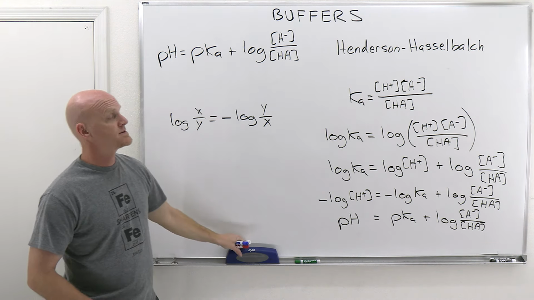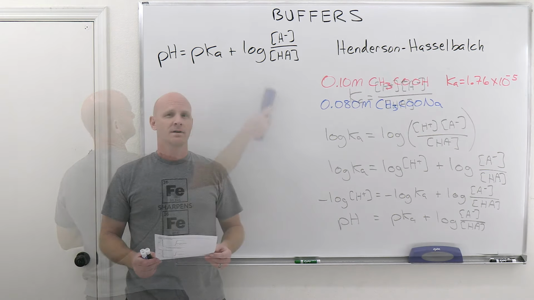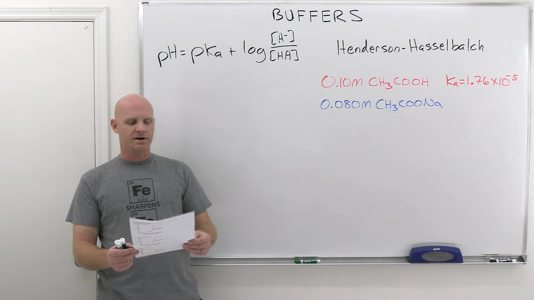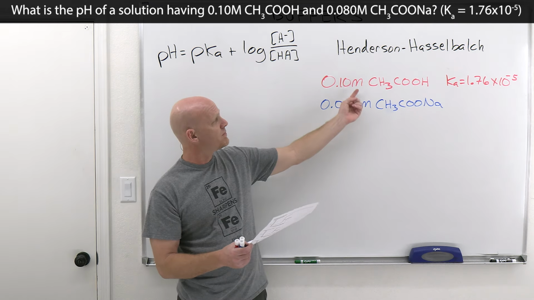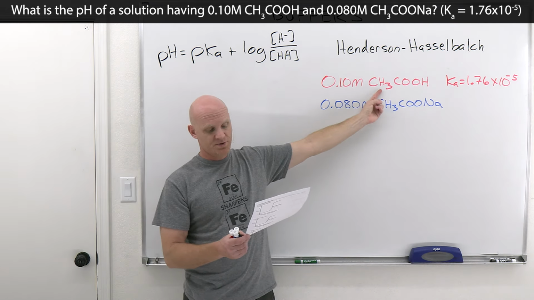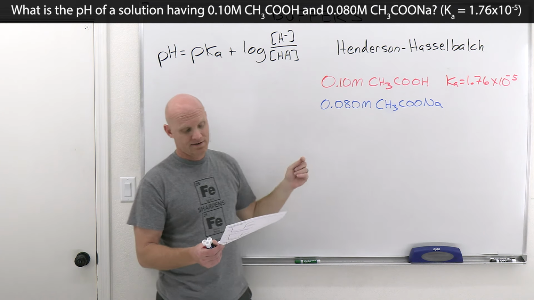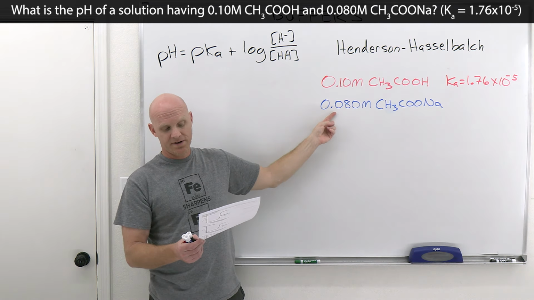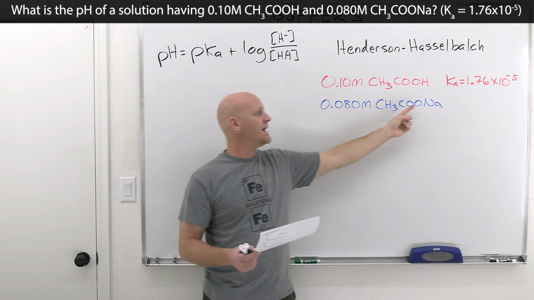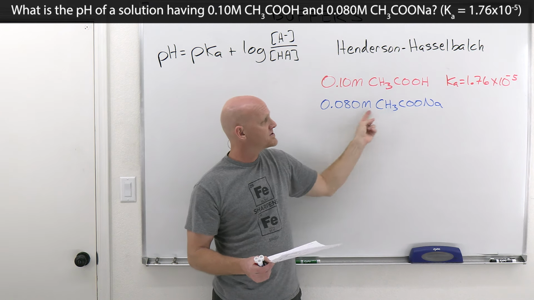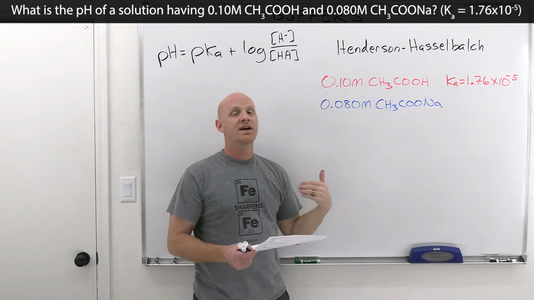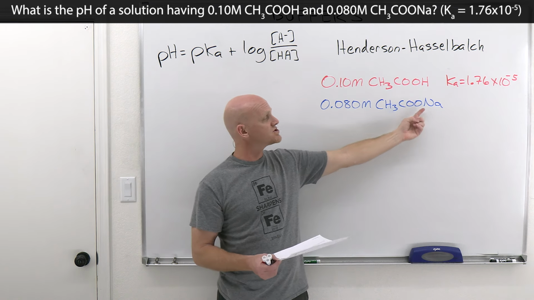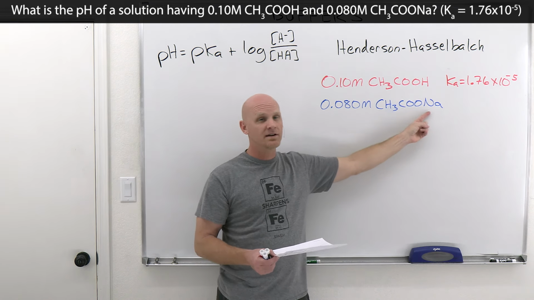All right, so let's do some buffer calculations here. The first buffer calculation we're going to do: what is the pH of a solution having 0.10 molar CH3COOH, that's acetic acid, and 0.080 molar CH3COO-Na. So we've lost that H. This right here is called acetate. It's the conjugate base of acetic acid, but again, it's going to have a negative charge, so we've got to have a salt here, and we use the sodium salt. This is sodium acetate's formula.